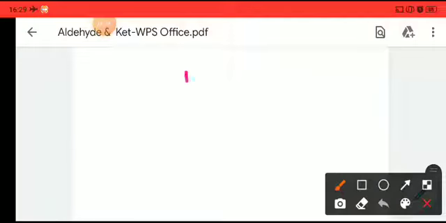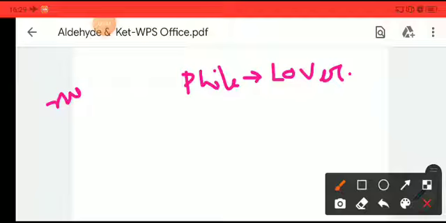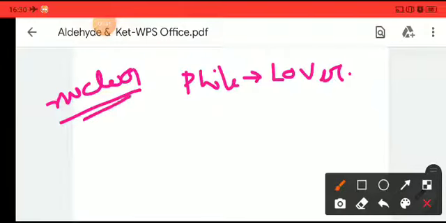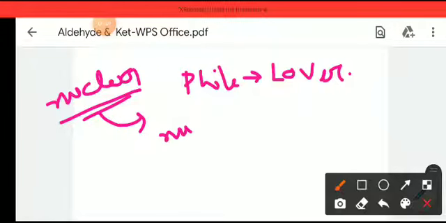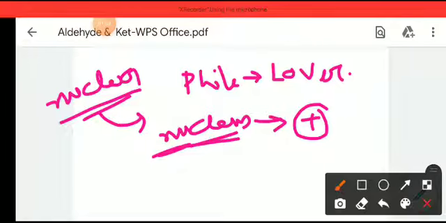Nucleophile is basically, phile means lover, and nucleo means nucleus. In the nucleus there are protons and neutrons, so the charge is positive, as the proton is positive but the neutron is neutral. So the charge of the nucleus will be positive. So nucleophile means positive lover.